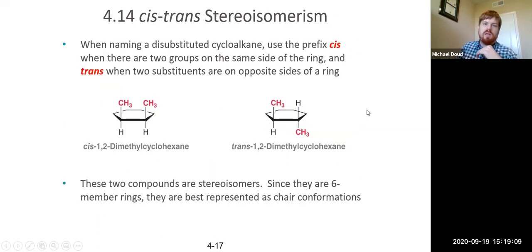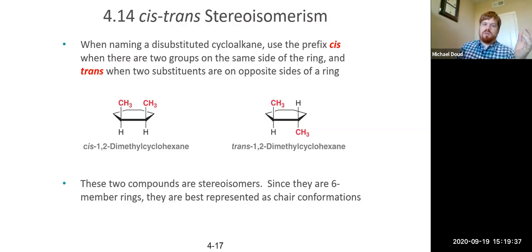Okay, so now we also want to bring up cis-trans stereoisomerism. This is going to come up more in the next chapter, chapter 5, but you can actually name a cycloalkane cis or trans based on whether it has two substituents. Are they on the same side of the ring, pointed up or pointed down? Or are they on opposite sides of the ring, pointed opposite ways, so up, down, or down, up?